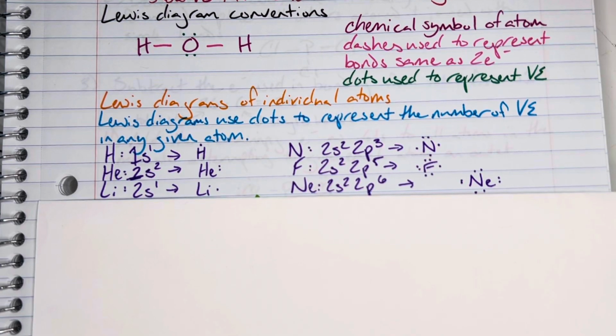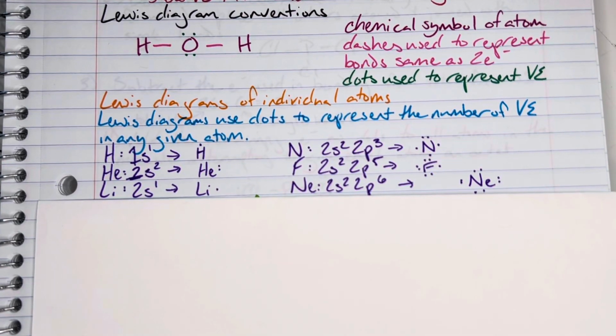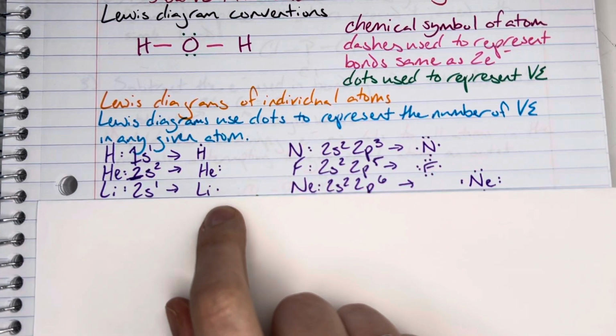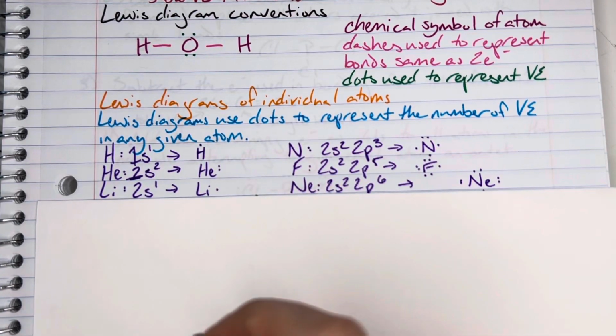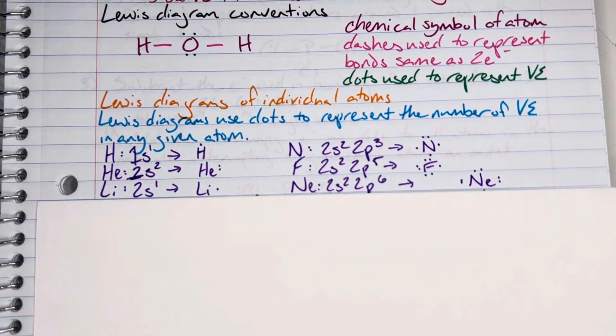Convention for helium specifically is to have those 2 dots be on the same side. This is to represent that it is not going to be a bonding availability. Instead, it is a non-bonded lone pair. For lithium, 2s1, so 1 dot, etc., etc.